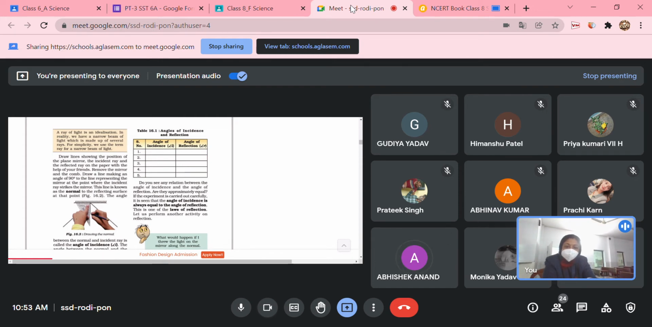Yes, the ray after incidence that is just getting bounced back is called the reflected ray. Okay, now Abhishek, continue from the next page.